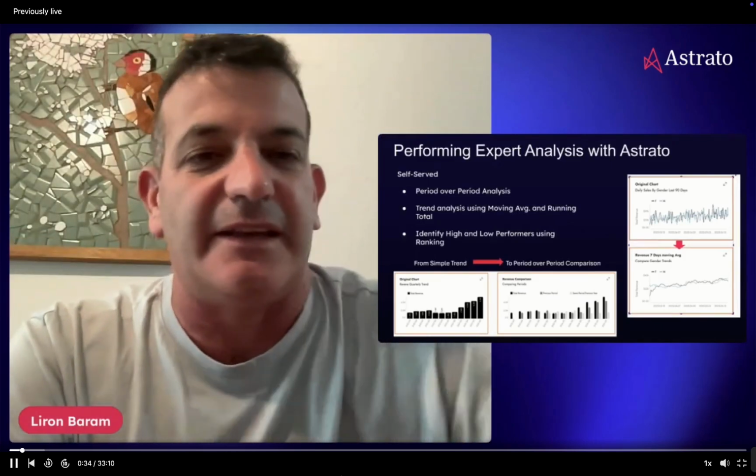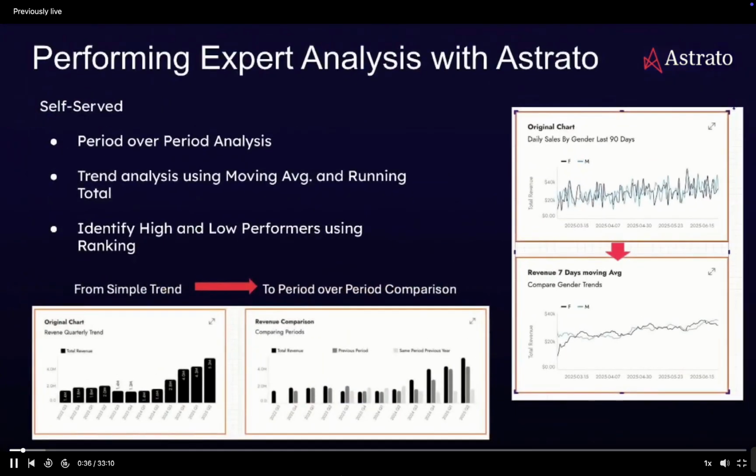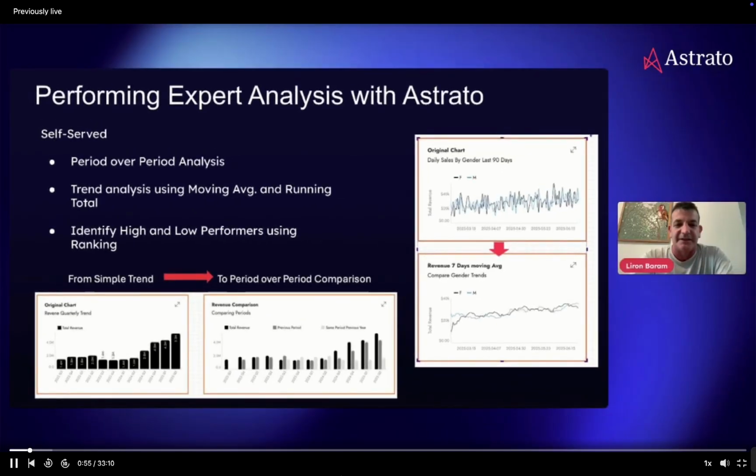What we are going to cover today is how easy it is to perform period over period analysis, as we can see in the bottom, converting any simple trend chart to a much more insightful chart where you can compare different periods. And then another option is how you can perform trend analysis and identify different trends by leveraging moving average and running total to smooth some outliers.